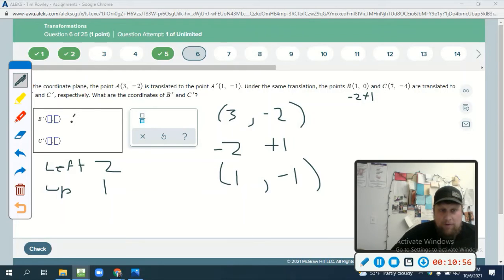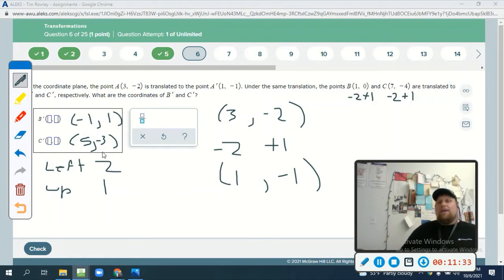negative 1. I'm going to have to write it over here. If I get off of this, it's going to erase this stuff, and I want it to stay. So I'm going to have negative 1, comma, and 0 plus 1 is 1. That's going to be the point we put in. With c, if I subtract 2 and add 1, 7 minus 2 is going to get me 5. And negative 4 plus 1 is going to get me negative 3. So my point negative 1, 1 is b prime, and 5, negative 3 is my c prime.